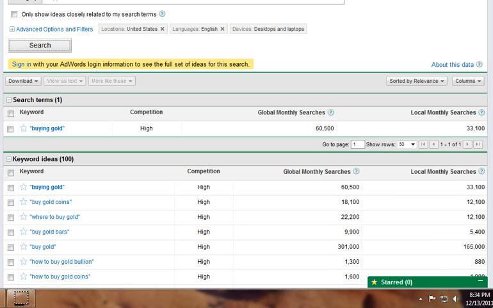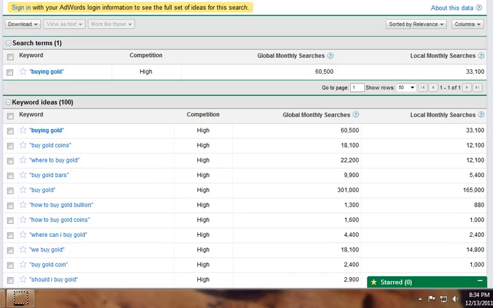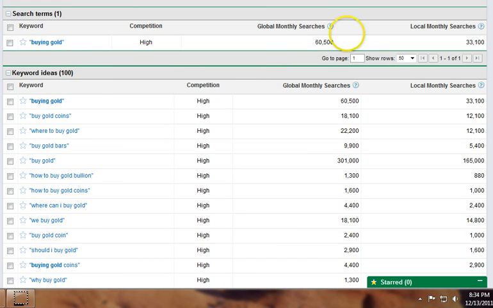Okay. Here's one of the first things that we're seeing: buying gold came up with a relatively high monthly searches of 60,500 searches, 3,100 locally. Let's just focus on the global monthly. This tells you how many people roughly are searching for that phrase every month on the Google search engine, which happens to be the big dog in the pack. So it's a good barometer for us.